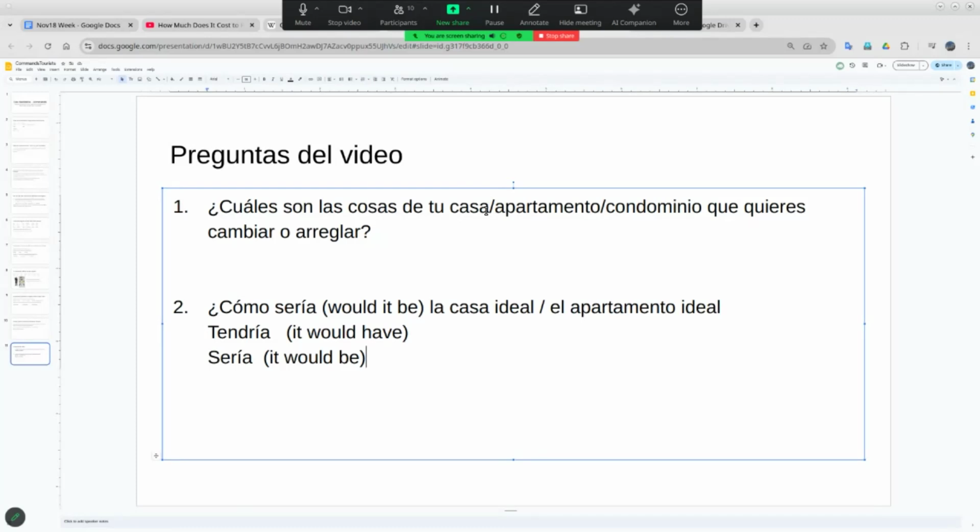Mi casa tendría como baños nuevos, ¿sí? Una ducha nueva, una ducha moderna. Mi casa ideal tendría duchas modernas, porque mis baños son muy viejos. Bien, ¿qué más?